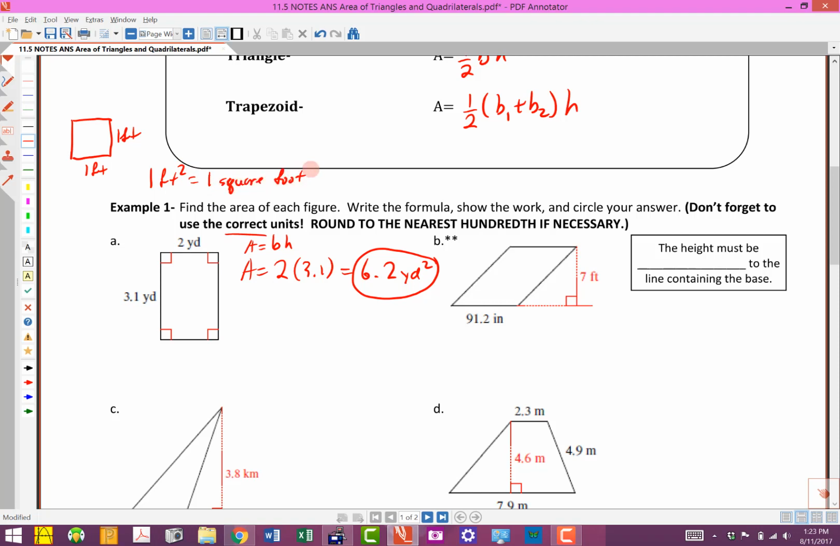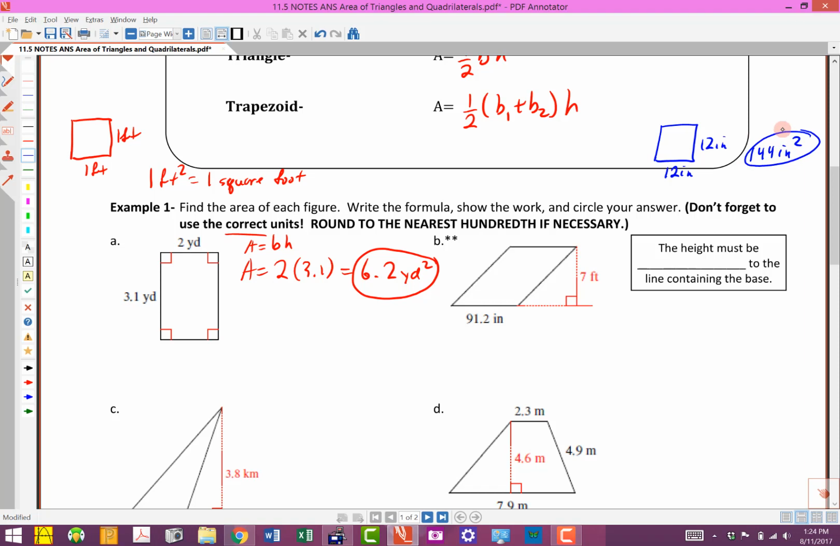or 1 square foot. 1 square, that's 1 foot on each side. So we measure area in square units. Now, the cool thing about this is we could change this just slightly and we could say, well, what if I'm dealing with something like this? What if I'm dealing with something that's 1 foot by 1 foot, but I'm going to write that down in inches, 12 inches by 12 inches. Well, when we multiply those two together, we end up with 144 square inches, or we could do inches squared. Okay?